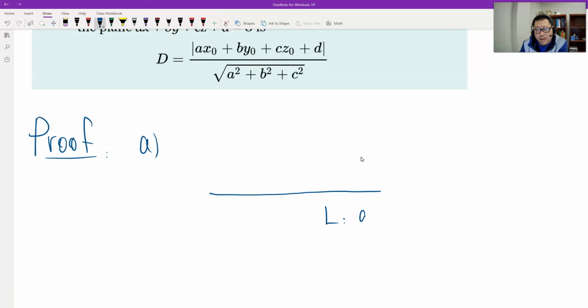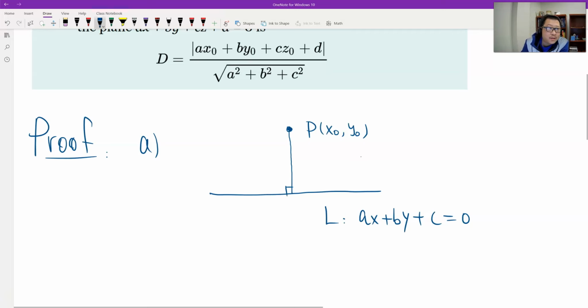So the line is ax plus by plus c equals 0. That's the general equation, right? So we learned. And then outside of the line, suppose I have a point. The point is (x0, y0). And then what is the shortest distance? The distance should be like this, right? From here to here, it should be perpendicular. And I ask what is the shortest distance. So what is this distance?